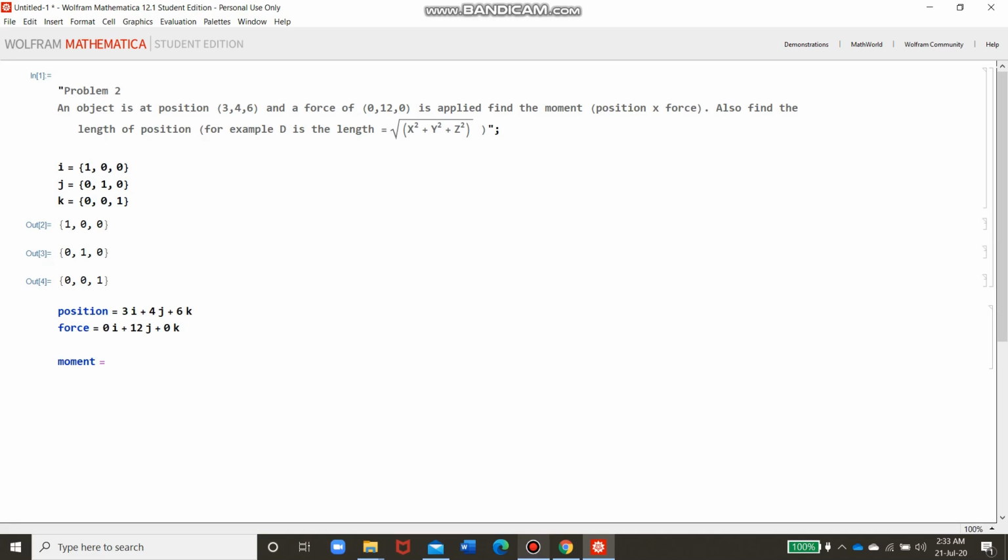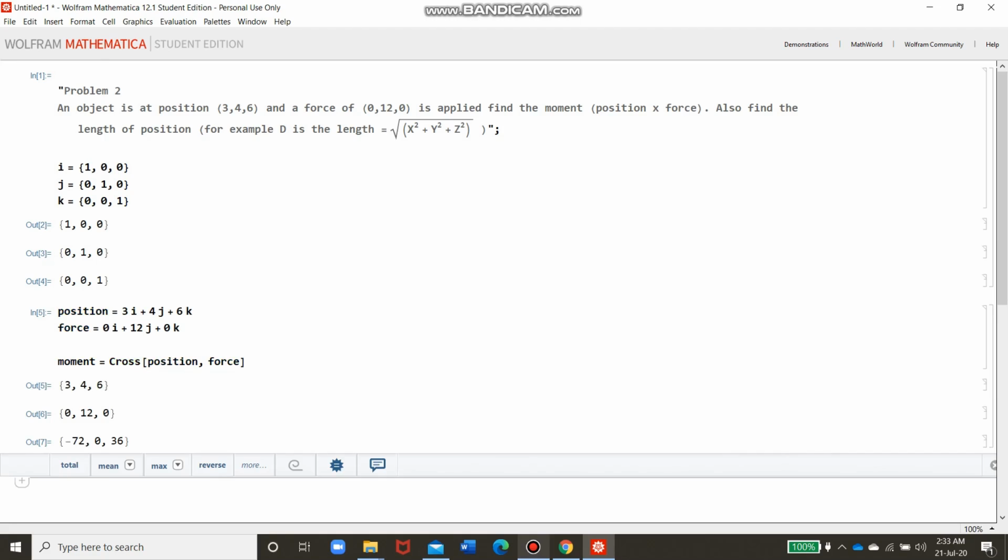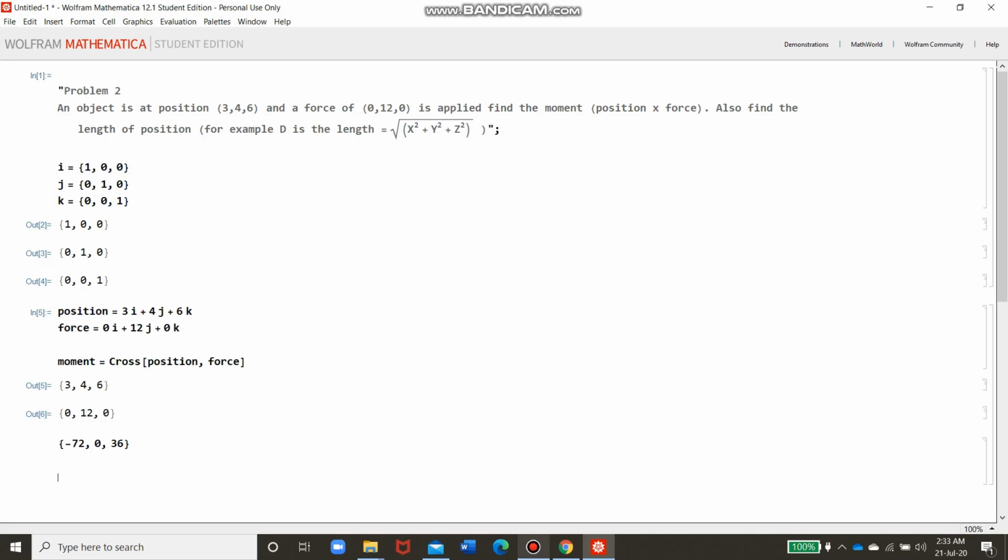For moment, I have given you a clue saying position cross force, if you guys have heard it. So I'm just going to write cross. I'm going to add the cross command, and then I'm going to add the position, comma, force. So this is the answer: minus 72, 0, 36. Now, it's not over yet.